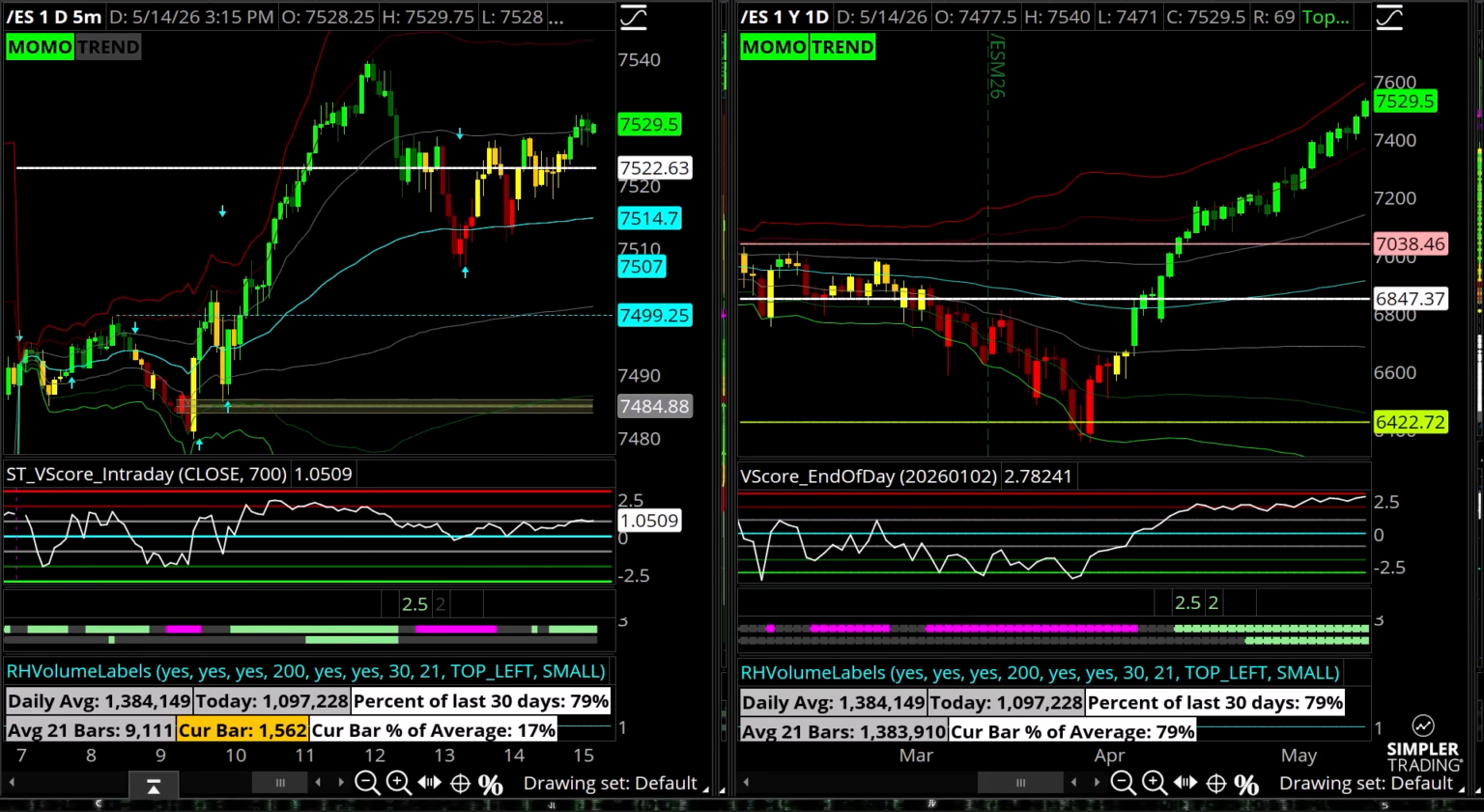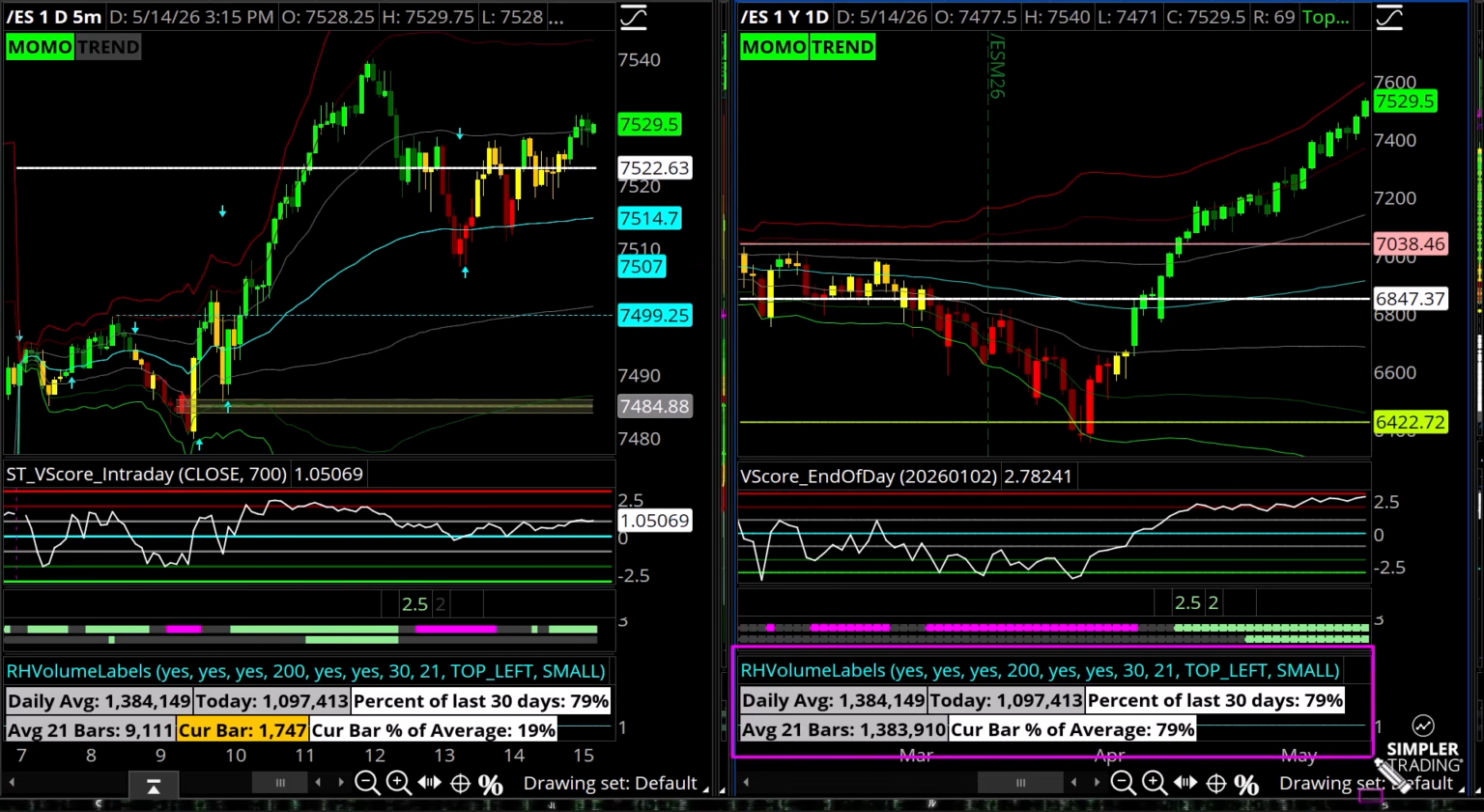Now, you've seen how I use the VScore, but there are other tools that help us get more clarity in where we want to buy and what that sentiment of the overall market can be. Well, we want to at least understand participation. So that brings us to a really simple set of labels at the very bottom of the chart. And these are volume labels. And they're showing you exactly what the labels are telling you.